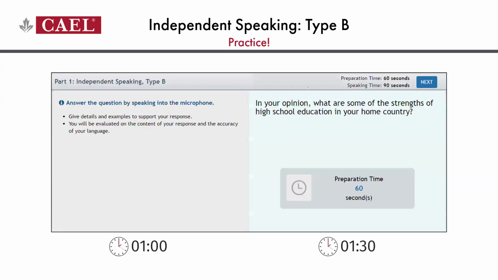So same question. You're all thinking about strengths of your high school education. At the bottom of the screen are the two timers. The one on the left is the 1 minute prep time. I'm going to set it now, and you've got 1 minute to think of your other examples of strengths. So here we go.